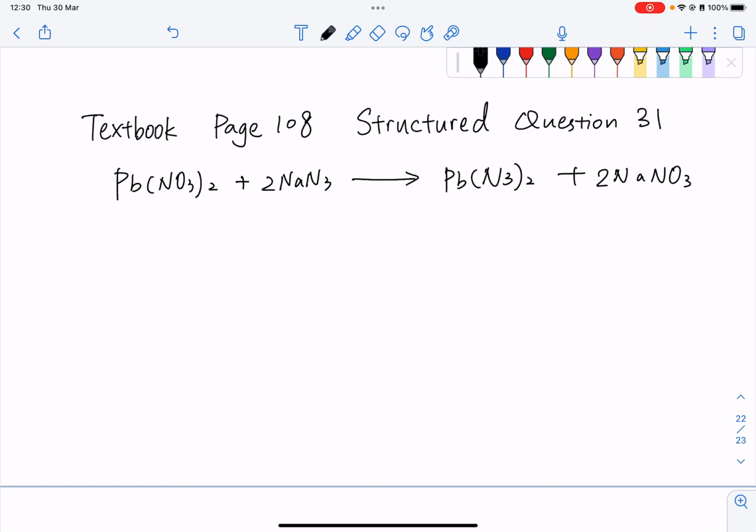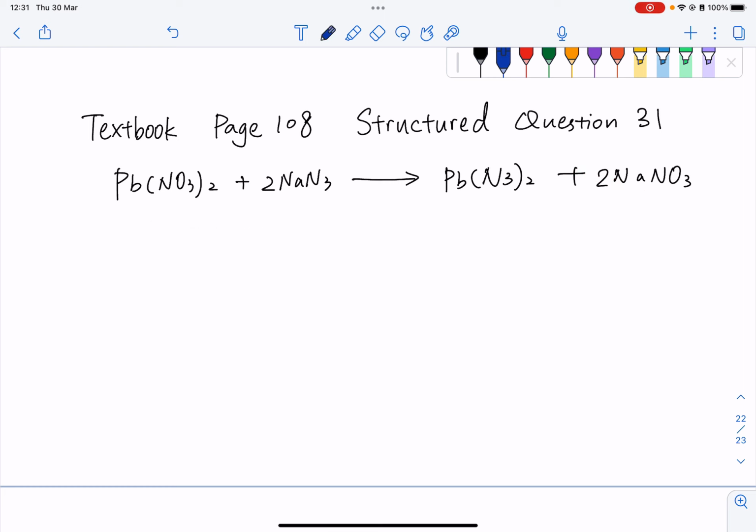Alright, now let's turn to page 108 and do the structure question 31. In this question, it asks us to make lead azide by using sodium azide, right? And it says that the chemical formula for Pb(N3)2 is lead(II) azide here. So we can derive a balanced chemical equation from the question here.